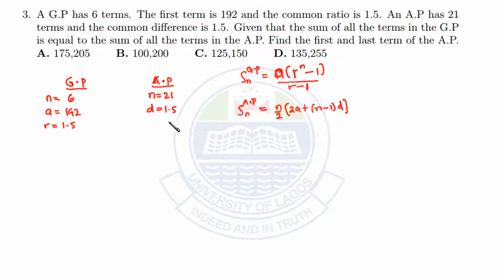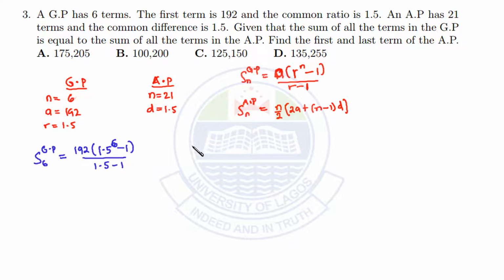Alright, so now let's say we substitute all the parameters inside this formula. Let's see what we are going to have. So that means the S6 of a geometric progression, the sum of the first six terms, is given as a, which is 192, open bracket r raised to power n, which is 1.5 raised to power 6, minus 1, divided by 1.5 minus 1.